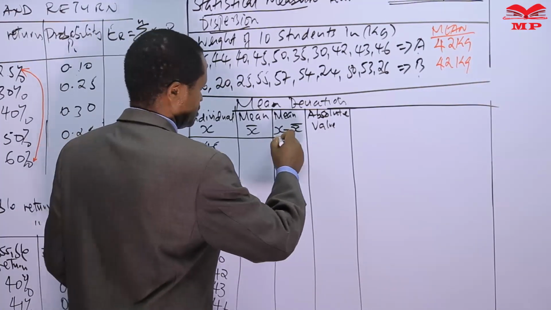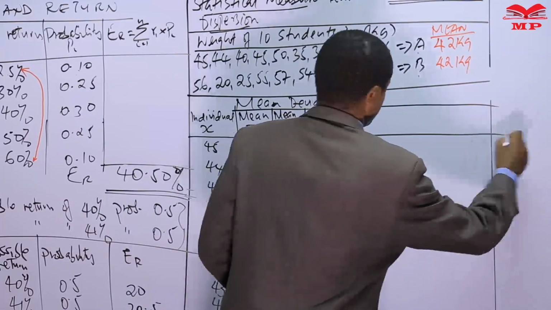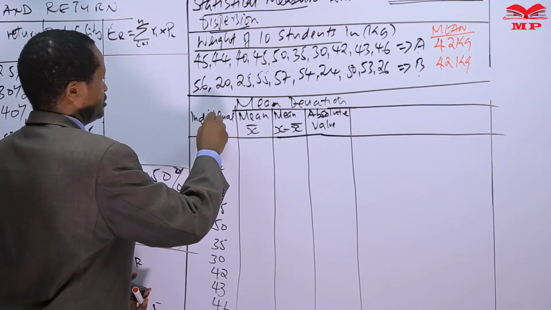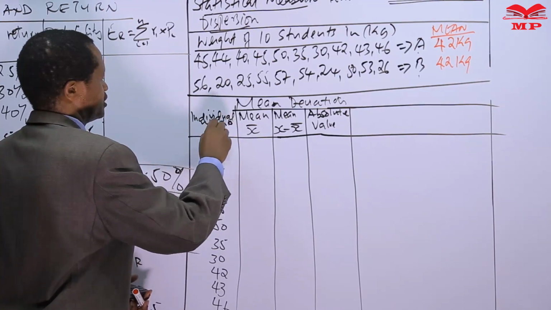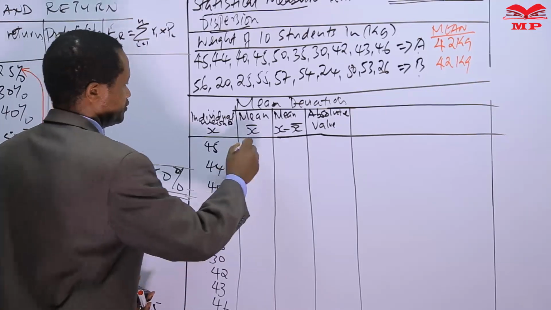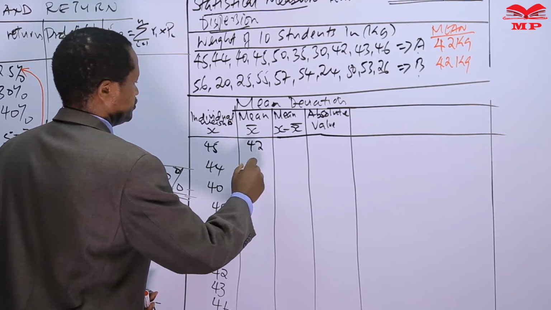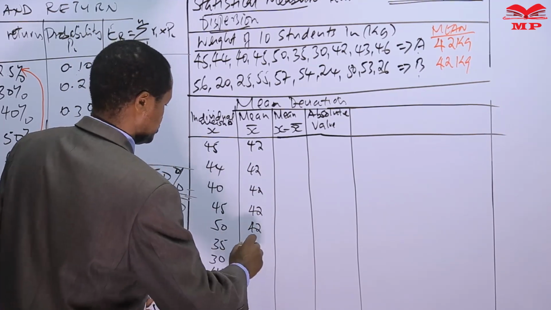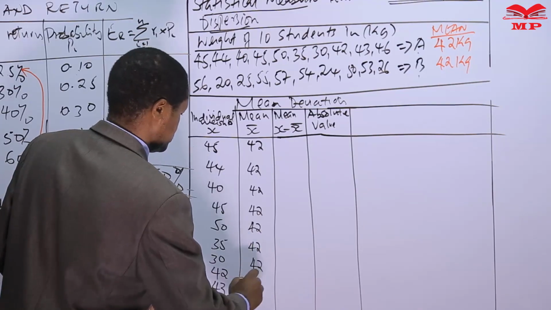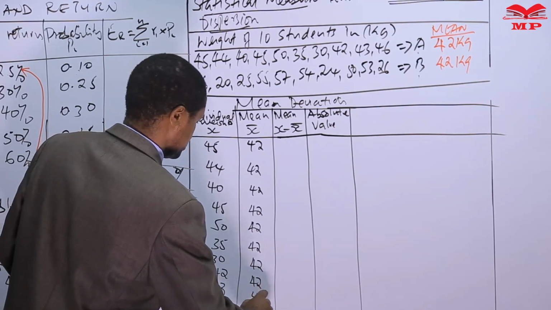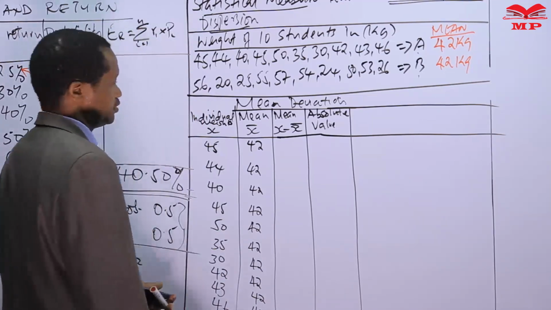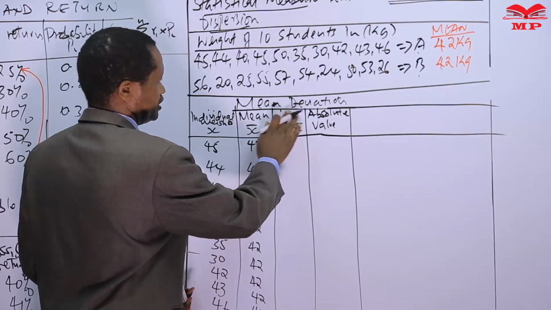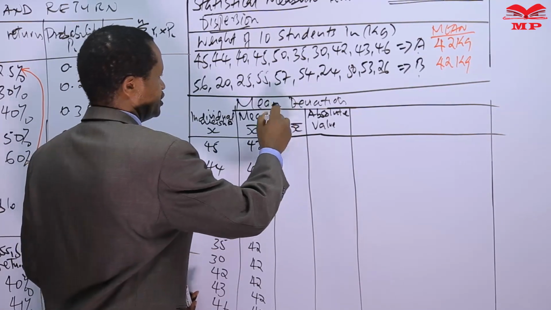So these are the individual weights X. The mean is 42 for each. So we can determine the deviation. This is the deviation.